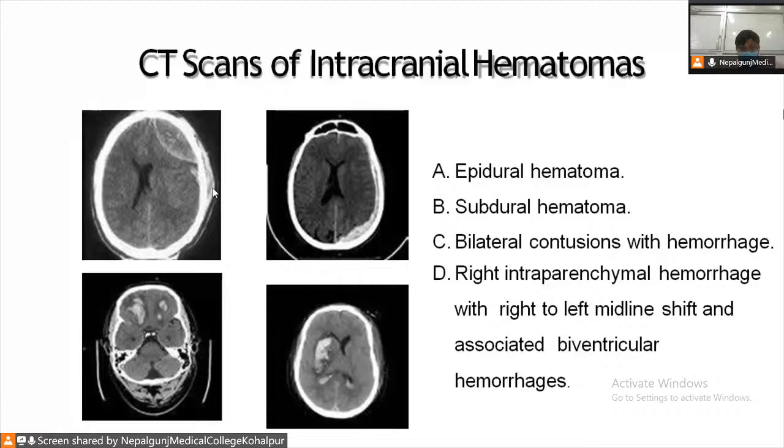Now, this is the epidural hematoma, and this is the subdural hematoma. The epidural hematoma has a convex architecture that can be shown. Here the subdural hematoma is shown, and basilar contusions that we see. And the parenchymal hemorrhage that we see pushes the parenchyma to the opposite side.